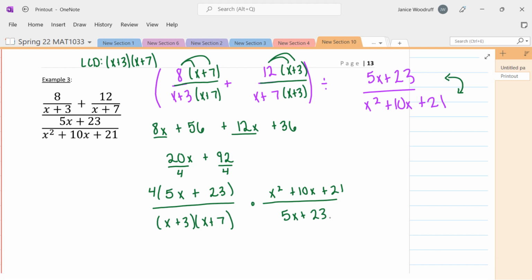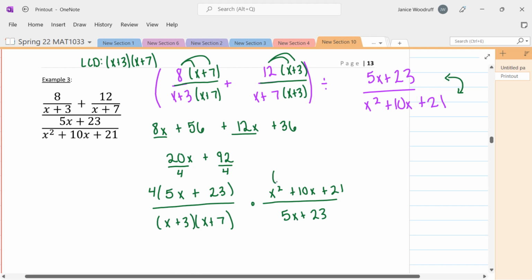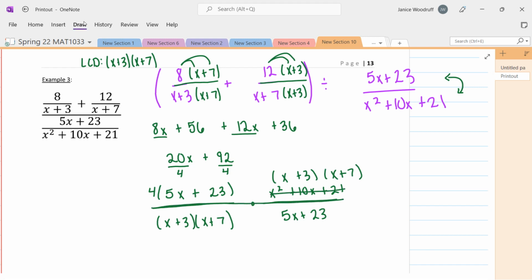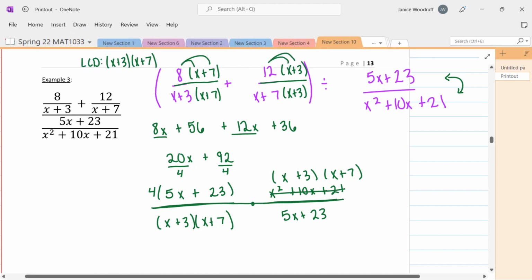Can I factor the x squared plus 10x plus 21? Yes, I can. What does that factor to? Which means this is going to be a nice one, right? X plus 3's cancel. X plus 7's cancel. 5x plus 23's canceled. My answer is 4.